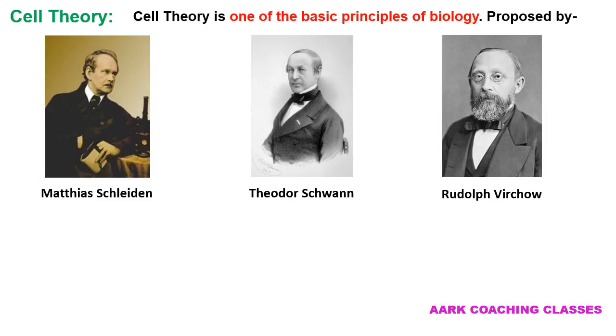Now we come to the next concept, that is known as cell theory. Now, cell theory is one of the basic principles of biology, which was proposed by Schleiden and Schwann, and which was later expanded by Virchow. Matthias Schleiden, Theodor Schwann, and Rudolf Virchow. All these were German scientists. So what does this cell theory say? Let us try to understand. Very important.